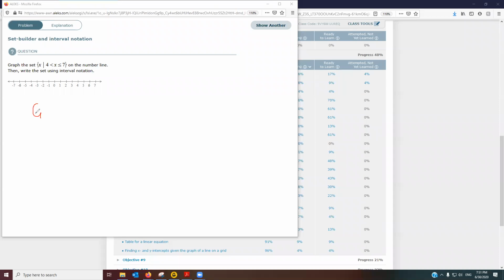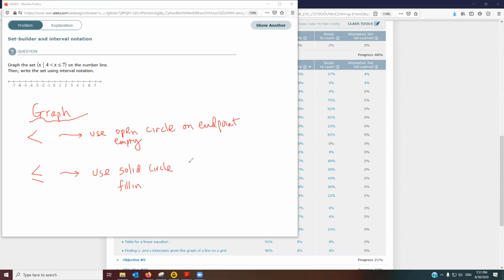Let's talk about the graph part of things. All right, now here's the way the graphing works. If you see a less than sign on an endpoint, for that you use an open circle. Sometimes we call it an empty circle. But if you see a less than or equal to, then you use a solid, sometimes we say filled in circle, on the endpoints. So let's go graph this.